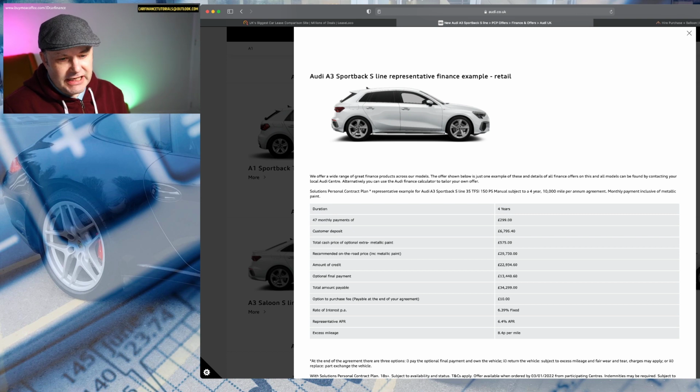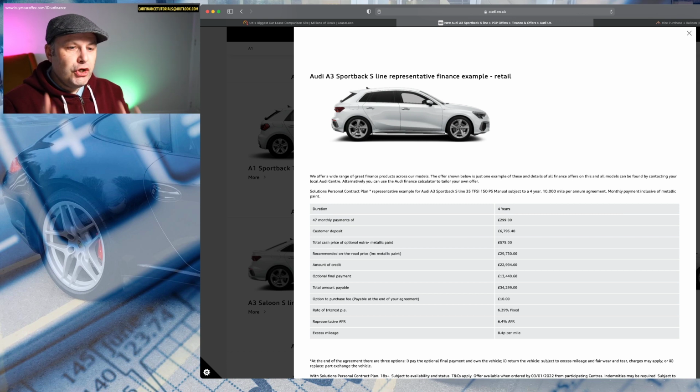That's because in this particular example, you have an optional final payment or a balloon payment of $13,440.60, and that would come at month 48. So effectively, it is a 48-month agreement, but you've got 47 equal payments, and month 48 being where your optional balloon payment lies. We'll talk about what that means in a minute.